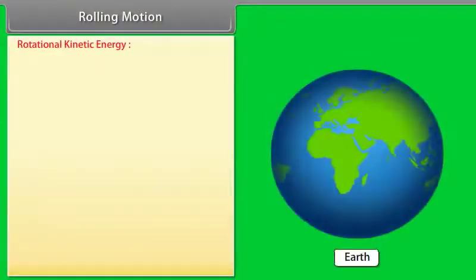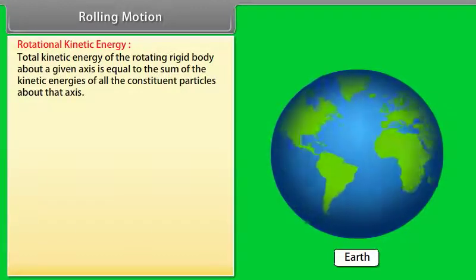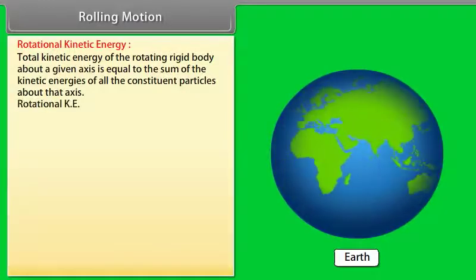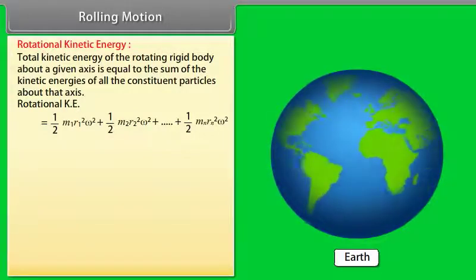Rotational kinetic energy. Total kinetic energy of the rotating rigid body about a given axis is equal to the sum of the kinetic energies of all the constituent particles about that axis. Rotational kinetic energy is equal to half m1 r1 square omega square plus half m2 r2 square omega square plus so on till half mn rn square omega square.